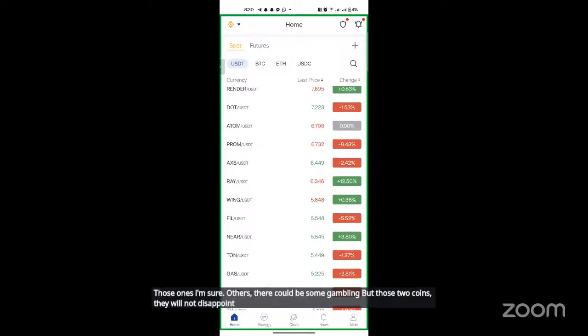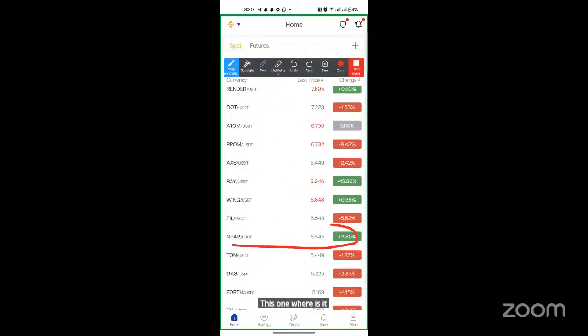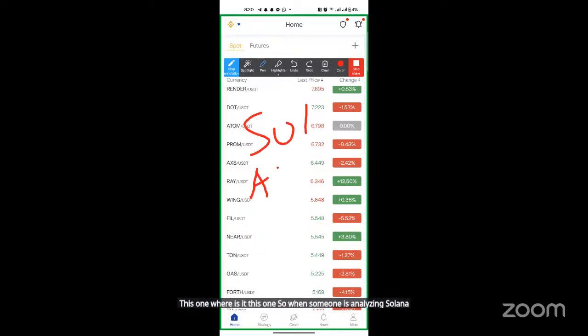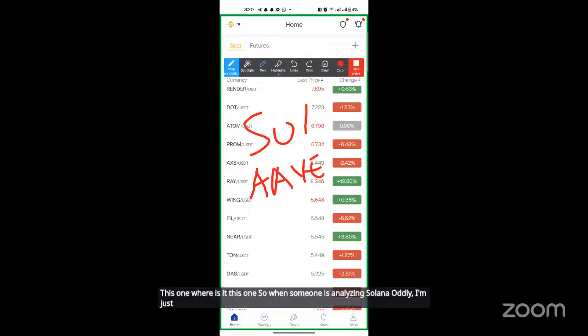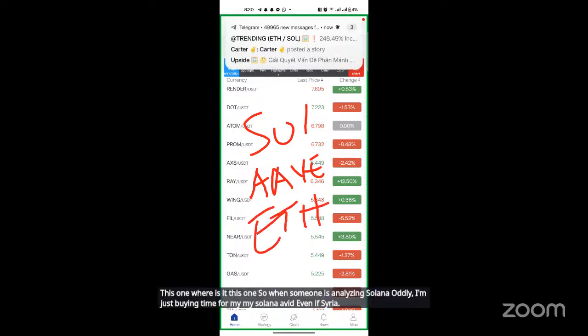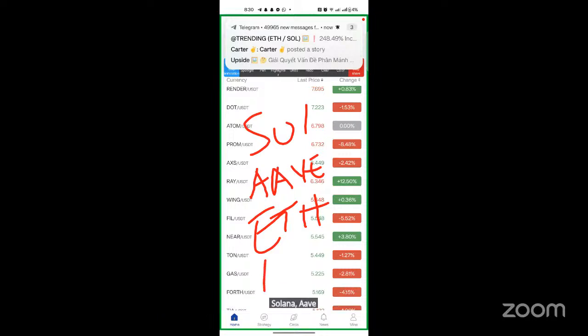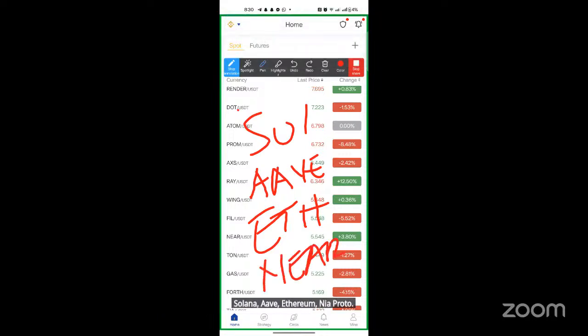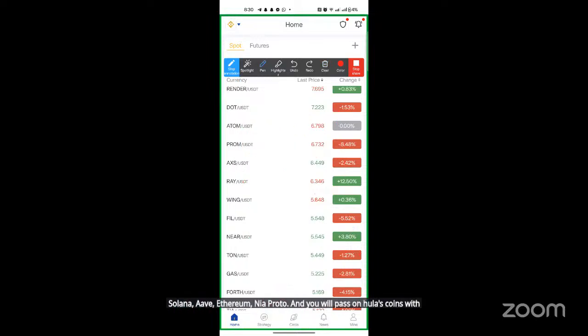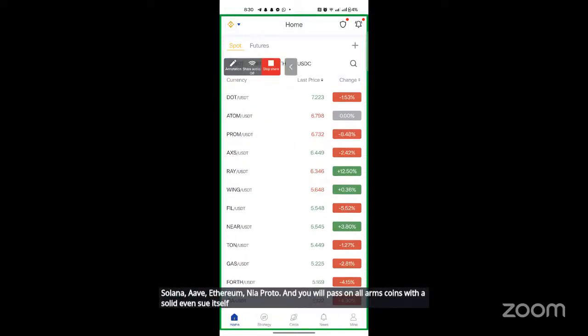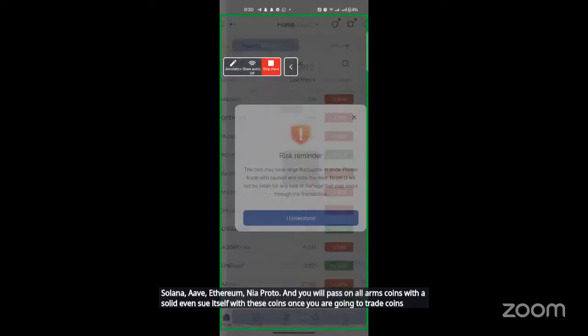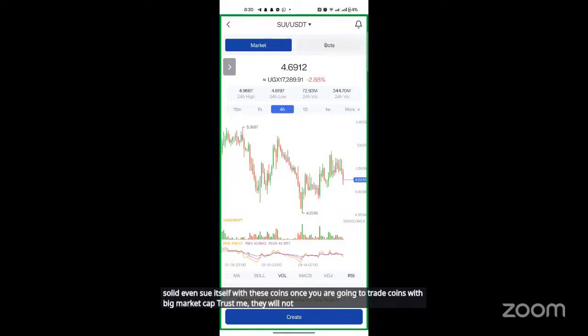Even Near Protocol, this coin here. So when someone is analyzing Solana, Aave, I'm just buying time for my Solana and Aave. Even Ethereum, Near Protocol, and if you love coins with solid fundamentals, even Sui itself. With these coins with big market cap, trust me, they will not disappoint you as long as you can be patient and find opportunity.